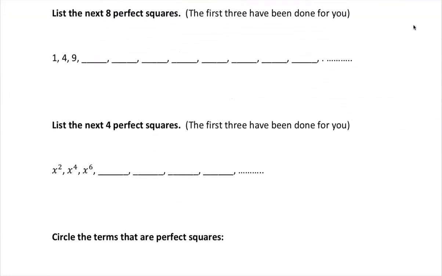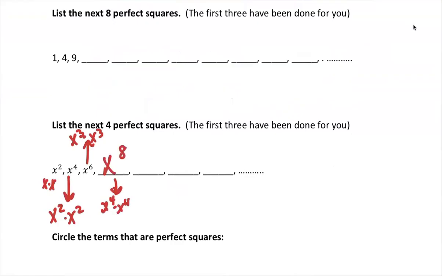So if we have, this one is x times x, that's x squared. This is x squared times x squared, that'd be x to the 4th. Remember, we add the exponents. x to the 3rd times x to the 3rd is x to the 6th. What is x to the 4th times x to the 4th? That'd be x to the 8th. And if we kept this list going, we would get something like this. And we can summarize that and say, anytime there's an even exponent, we have a perfect square.